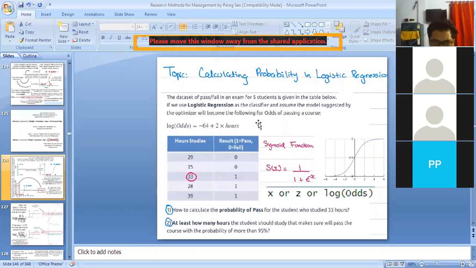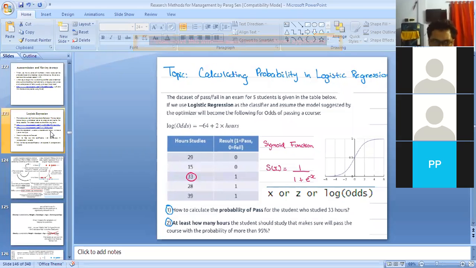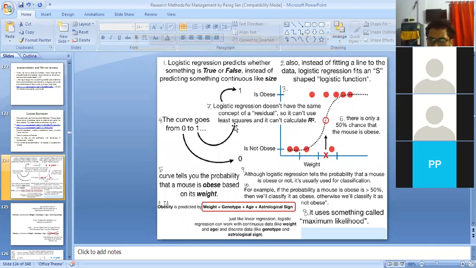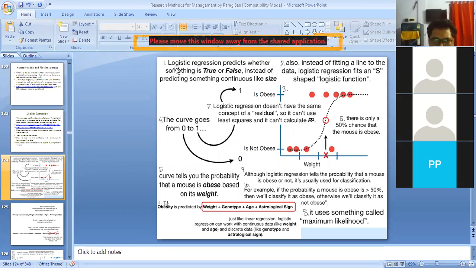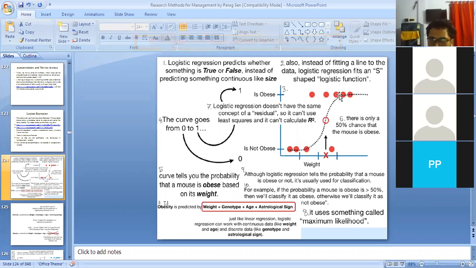But if you want to know about the mechanism, then the two video links I have given to you, you can go through it. The basic things I'm telling you: logistic regression predicts whether something is true or false instead of predicting something continuous like size. This I have already stated. Also, instead of fitting a line to the data, logistic regression fits an S-shaped curve, which is known as the sigmoid function.